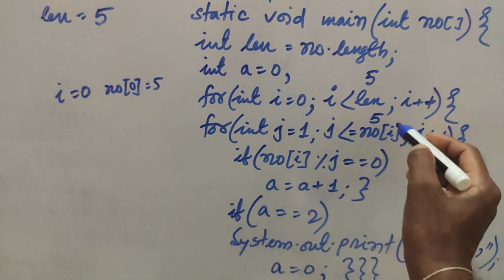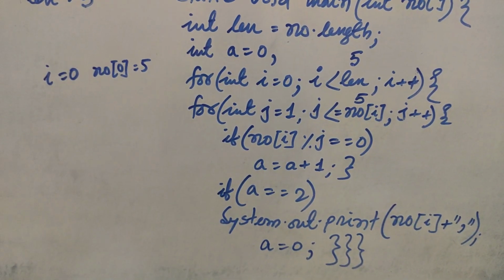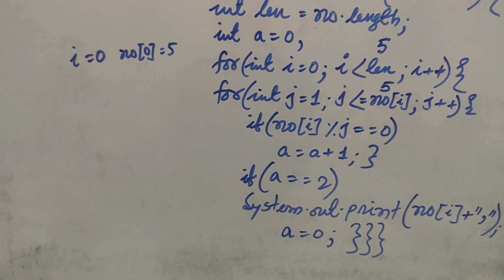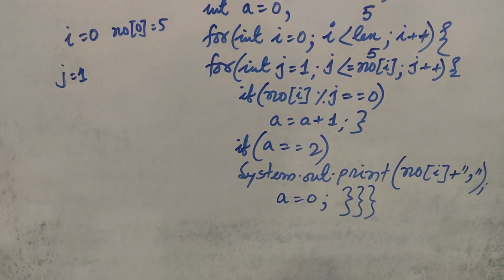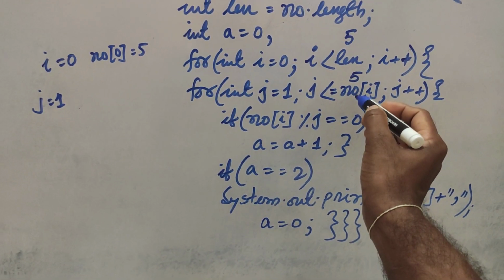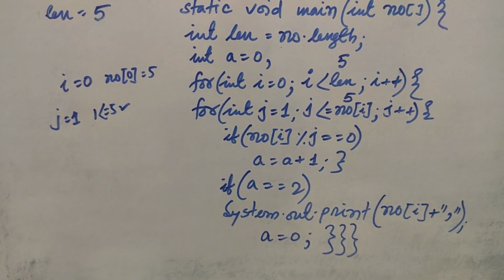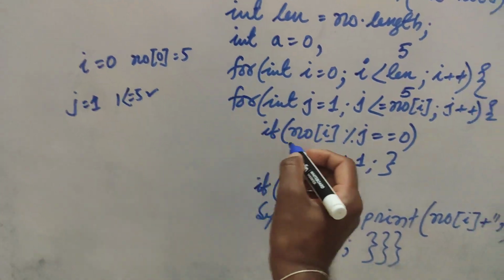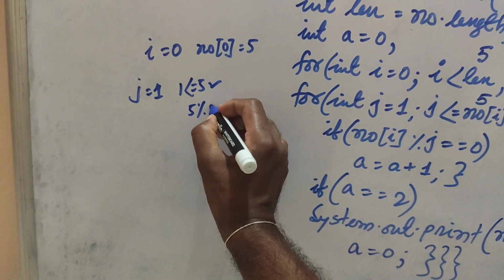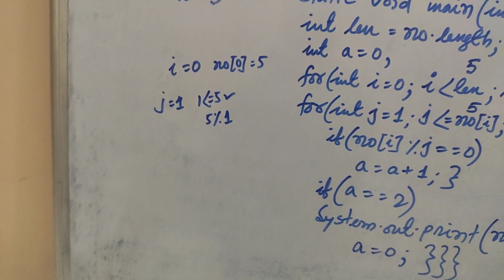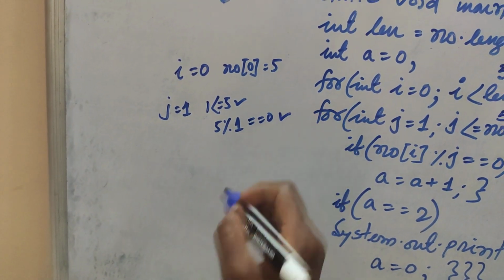Now the computer takes 5, then this loop is to find out whether the number is prime or not. Now see, j equals 1. 1 less than or equal to 5, true. Now this is number[i], which means 5. So now 5 modulus j, j means 1, 5 modulus 1 equals 0. It is true.